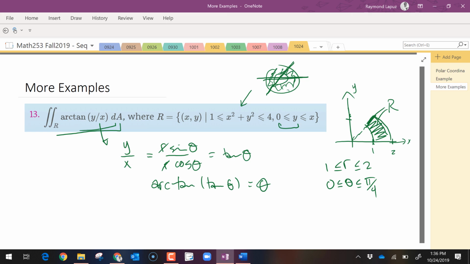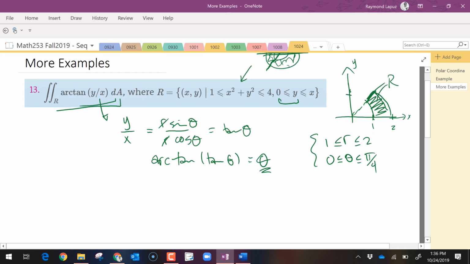All right, let's set up our integral. We have the limits. We have our integrand, which is just going to be theta. So we have a double integral. The integrand is just going to be theta because all that kind of simplified out. And then the dA always has an r, dr d theta. The r limits go from 1 to 2. The theta limits go from 0 to pi over 4.